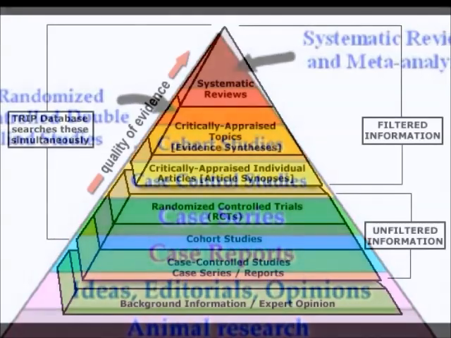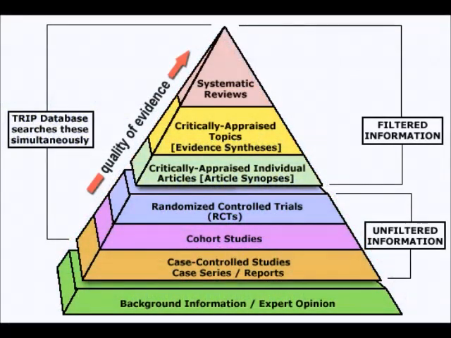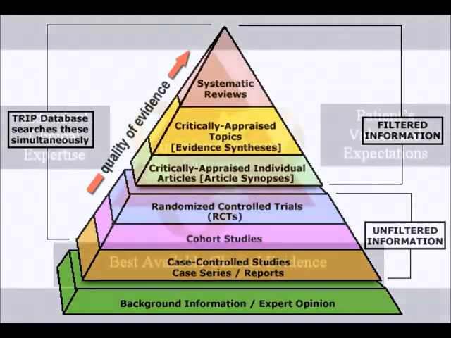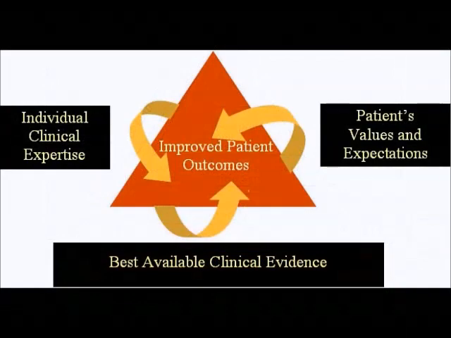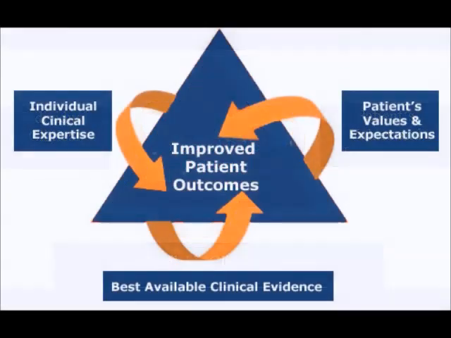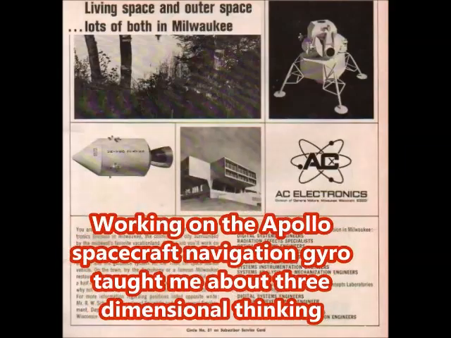Let's take a look at the history and try to develop an idea of all the different randomized controlled trials, the case studies, and the background science, and how this all led to critically appraised topics, evidence synthesis, and systematic reviews as we get to the pinnacle on the top of the evidence chain. Looking at individual clinical experience, patient values, expectations, and the best clinical evidence to get to improving our patient outcomes.